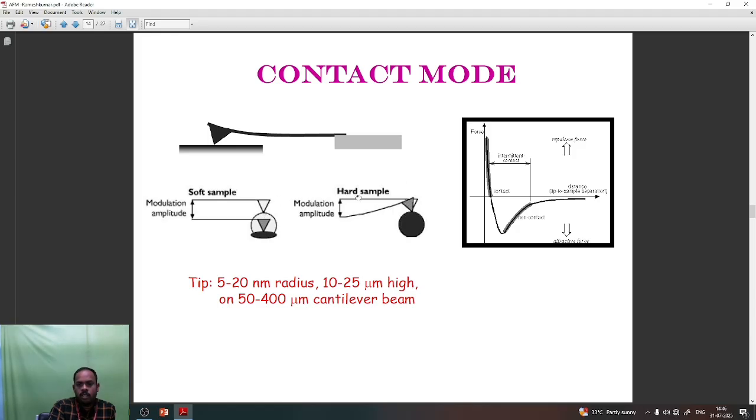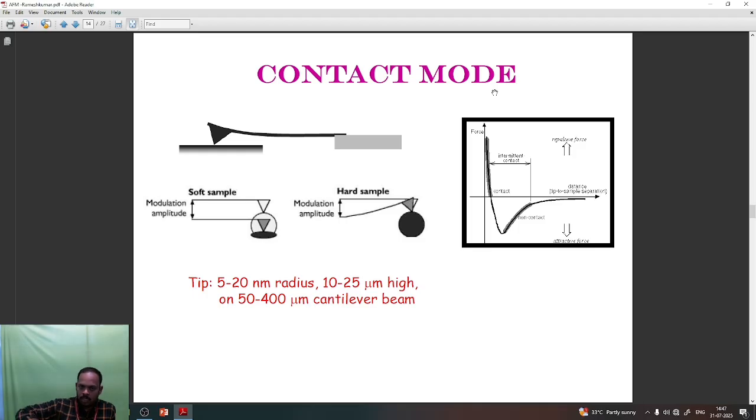But when you go for a hard sample, there will be a bend or damage in the cantilever tip. The curvature will be damaged. So depending on the nature of the sample surface, we can go for contact mode or non-contact mode. Non-contact mode we will see in the next slide. Here the tip curvature is 5 to 20 nanometer radius, the height is 10 to 25 micrometer, and the cantilever beam is 350 to 400 micrometer. So these are the specifications of the cantilever used in contact mode.